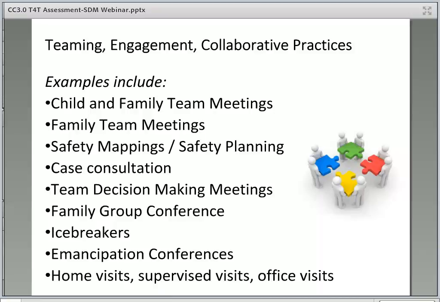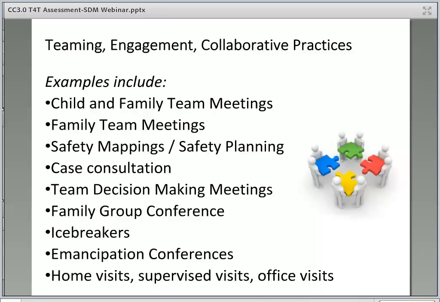including monthly visits, check-ins with parents, caregivers, service providers, and support networks, home visits, office visits, and supervised visits. And they'll also be conducting more formal meetings, such as case consultation with their supervisor, facilitating family team meetings, child and family team meetings, multidisciplinary teams, independent living program meetings, and court hearings. Facilitation skills are important to develop and are transferable in all areas of social work.